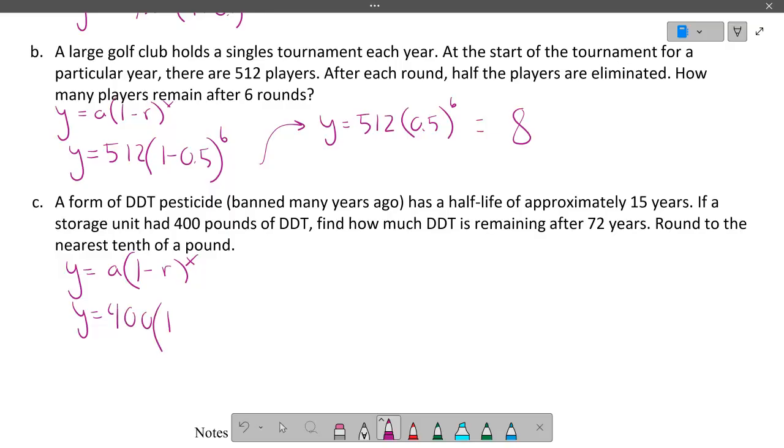1 minus rate. So if I'm doing half-life, what do we think the rate's going to be? 0.5. It's 50%. Half-life is how long it takes for half of the material to decay. So 50% of it. So half-life is always going to be 0.5 for the most part, okay, when we're dealing with half-life. It's decay. It's half-life. Half-life is always decay.